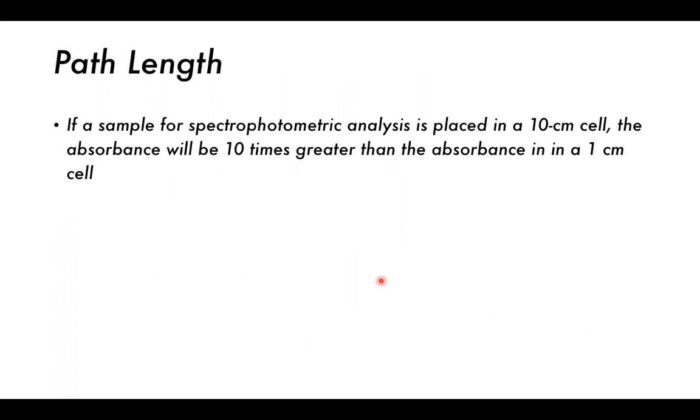Path length. If a sample for spectrophotometric analysis is placed in a 10 centimeter cell, the absorbance will be 10 times greater than the absorbance in a 1 centimeter cell, because it is linearly dependent on path length. Remember, our Beer-Lambert law is A equals epsilon BC, where B is the path length. If B is 1, you multiply the whole thing by 1. If B is 10, you multiply the whole thing by 10.